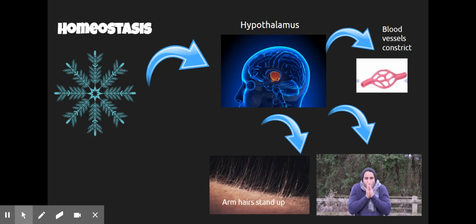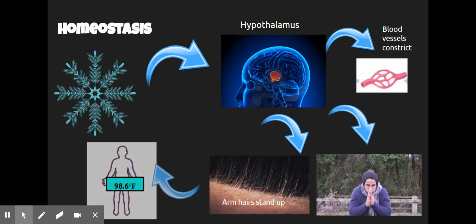So all of those things happen in order to try and get that inside temperature back to or as close to 98.6 degrees Fahrenheit as possible. Once all those things happen and that body temperature gets back where it needs to be, then the temperature in the body goes back up. The hypothalamus turns off the warning because it doesn't need the body to do all those things anymore.